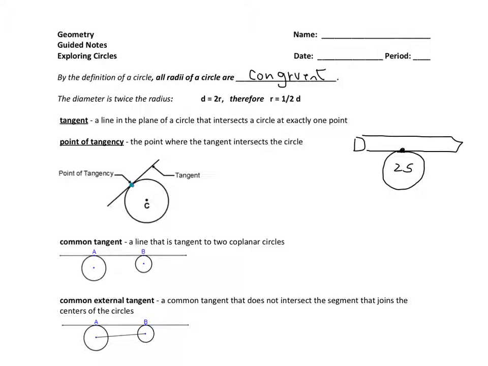A common tangent line could, of course, have one line. So this line, AB, could be tangent to two circles. It's tangent to circle A, and it's tangent to circle B.